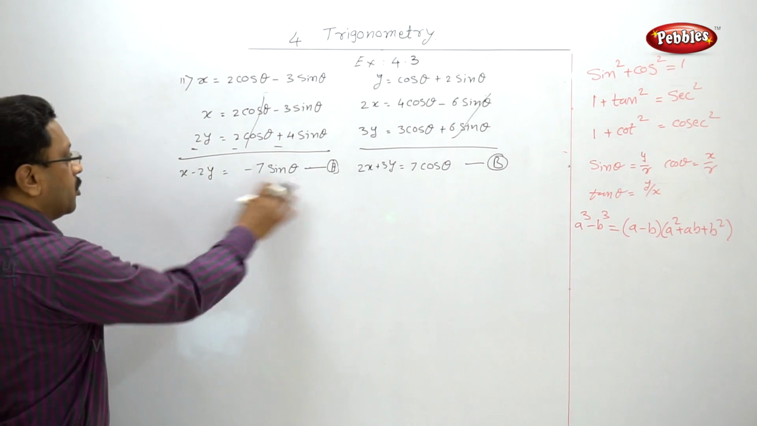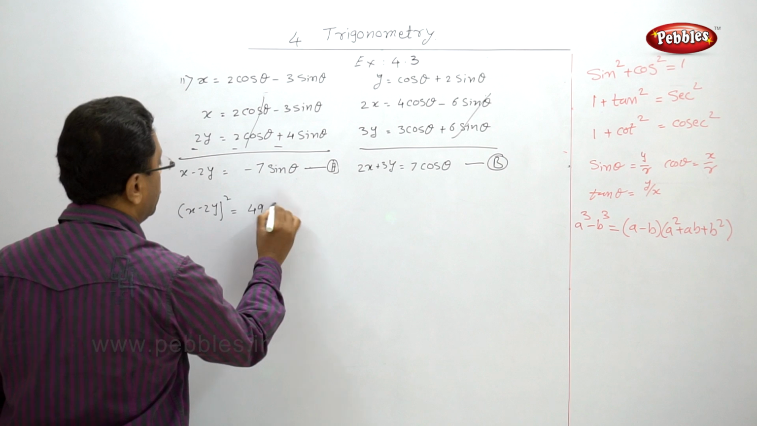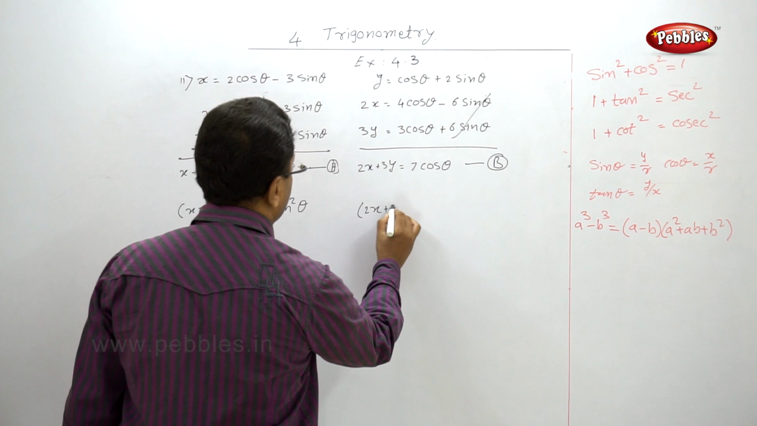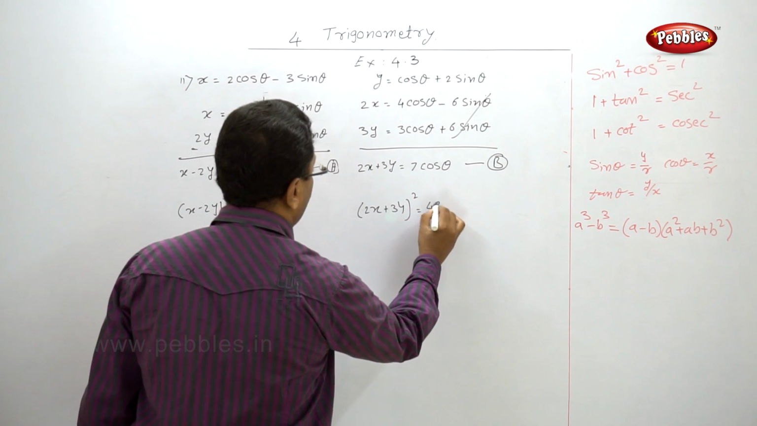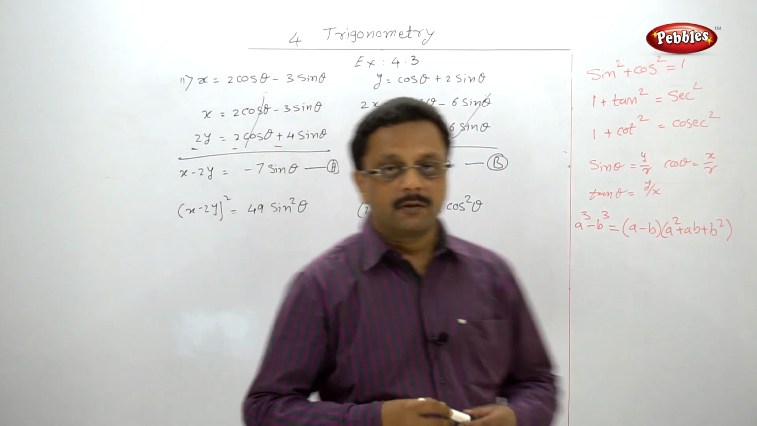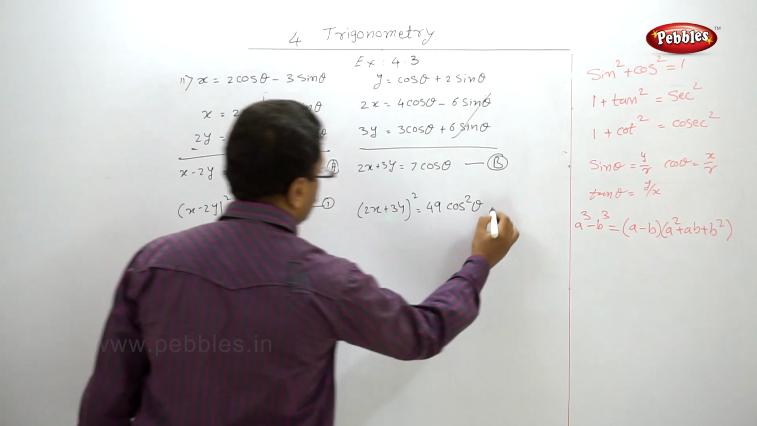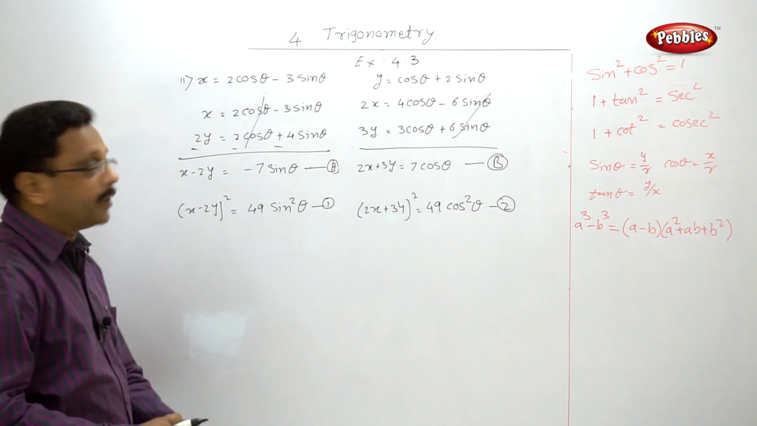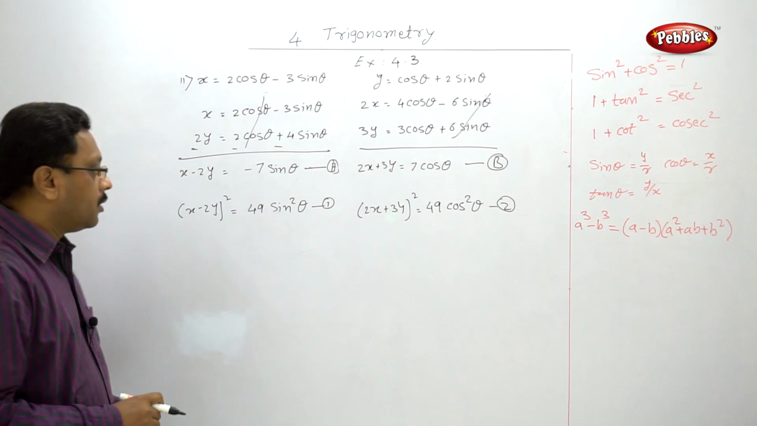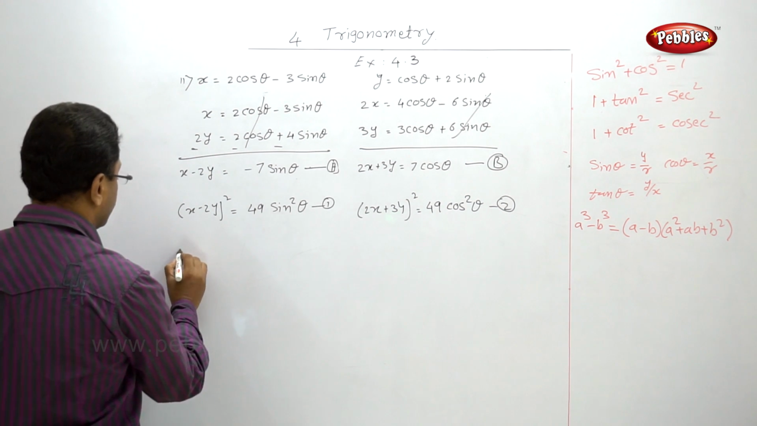I am squaring both the sides, so I have (x minus 2y) square is equal to 49 sine square theta, and here I will get (2x plus 3y) square is equal to 49 cos square theta. Correct? Give some number to this. I will say 1 and 2, or if you are given number 1 and 2 here, you can write 3 and 4 and so on. Now what we will do? We will add 1 and 2. So what we will have?